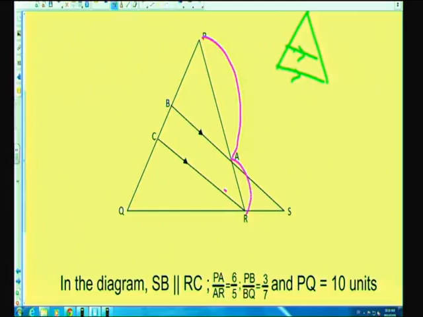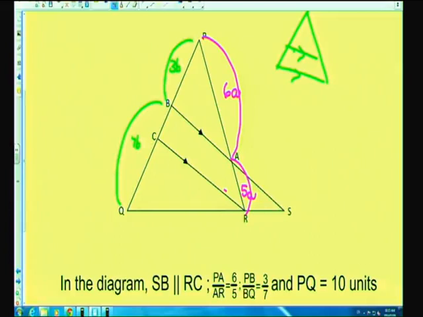PA to AR is in the ratio 6:5. So remember when I said to you, now we can't say that this is 6 units long and that's 5 units long. So we place hold by saying 6A and 5A. Then they tell me that PB to BQ, this guy here, is in the ratio 3:7. So I'm going to call this 3B and this one 7B.